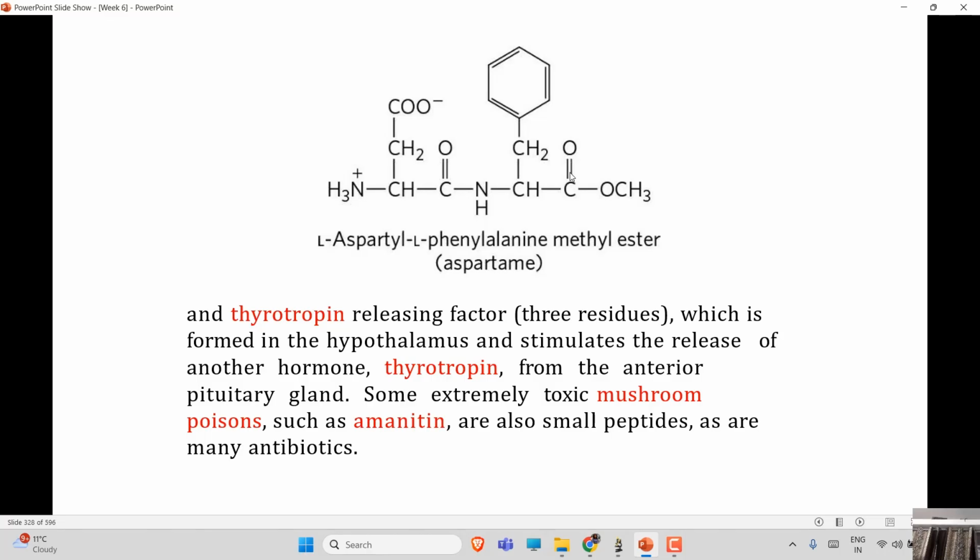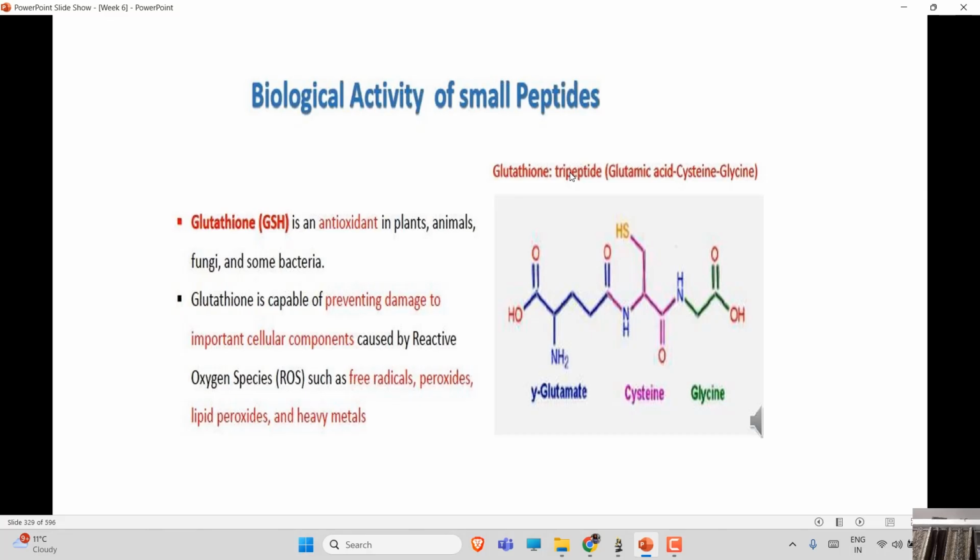Some extremely toxic mushroom poisons such as amanitin are also small peptides, as are many antibiotics. So, what is the biological activity of peptides? Glutathione has antioxidant activity in plants, animals, fungi, and bacteria, and it is capable of preventing damage to important cellular components caused by reactive oxygen species such as free radicals and peroxides.